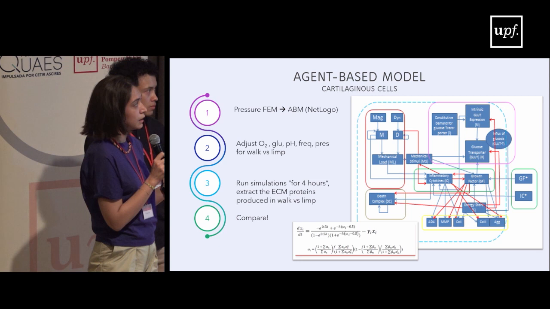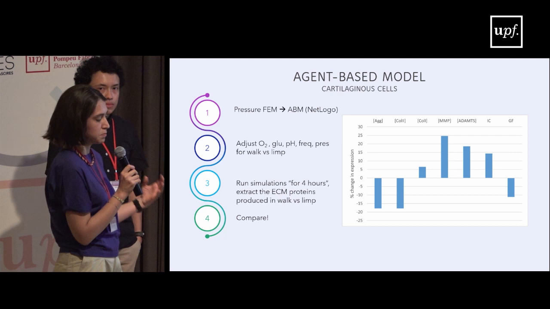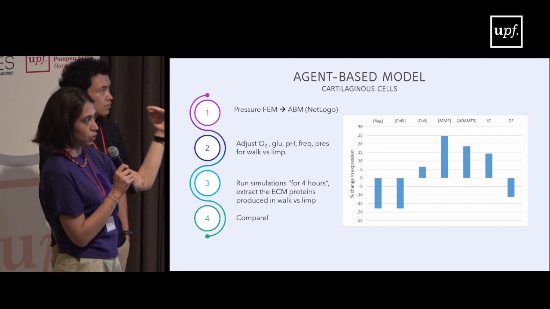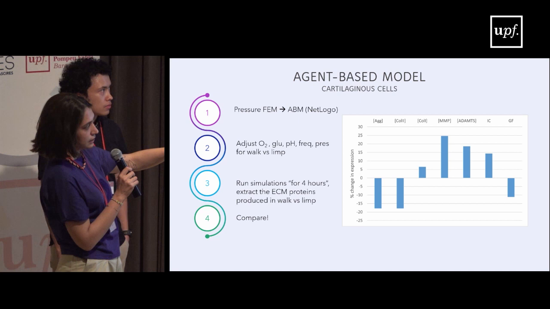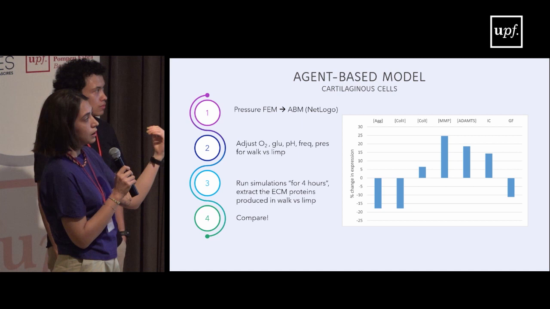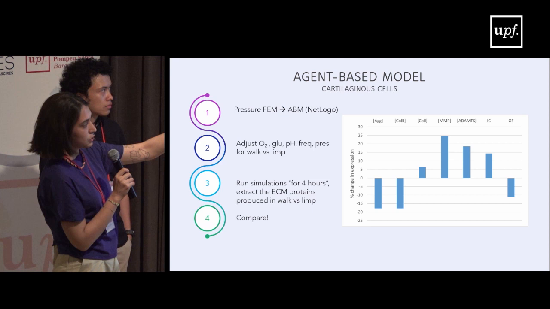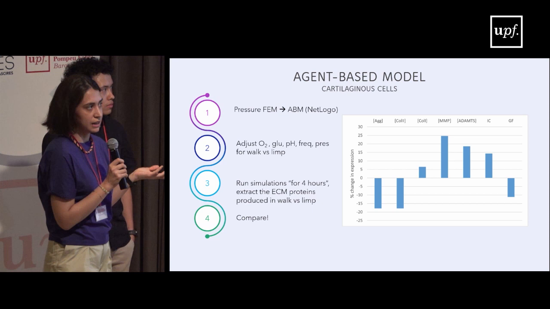But then we look at the results. Generally speaking, we saw that cartilage cells which experienced a limping-style walk showed a catabolic shift. What do I mean by that? This plot's baseline is normal walking, so it's our gold standard. What you see above the zero line is upregulated in the limping condition, and the downward bars are downregulated in limping conditions. So what are the upregulated ones? It's the MMPs and ADAMs, which are enzymes degrading the cartilage ECM. And mostly the downregulated ones are the actual ECM proteins, so collagen 2 and aggrecan, which are found in a healthy cartilage ECM.